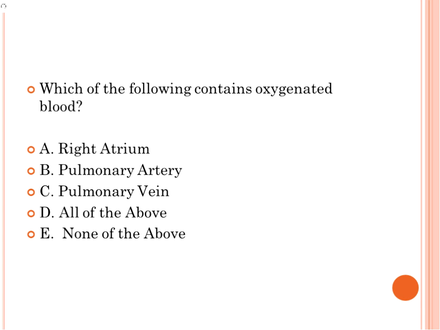All right, last question. Let's see who's paying attention from the circulatory system. Which of the following contains oxygenated blood? A, B, C, D, or E? This is a tricky one, so I wouldn't go with the majority. I'd pick what you think is right. The majority could be right, but I think what you think is right. A, B, C, D, or E. Give you guys about 10 more seconds.